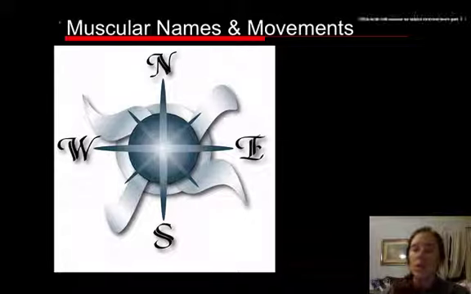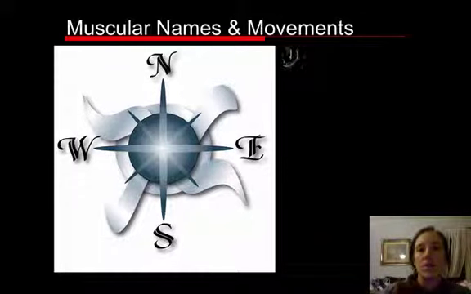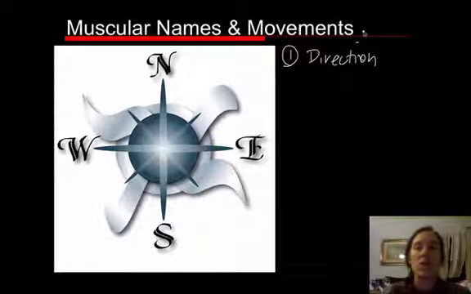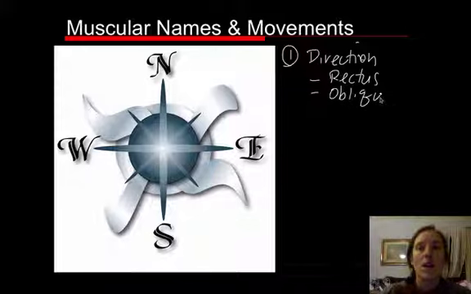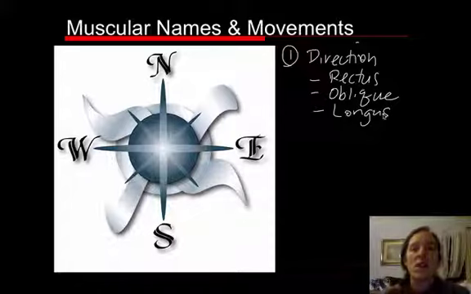So muscles can be named for a number of their different attributes that we're going to go through now. And the first way that they can be named is their direction. And by direction I mean the way the fibers run in relation to the midline of the body. And we talked about several different muscles that have a directional term in their name. One of them is rectus, and another one of them is oblique, and then another one of them is longus.